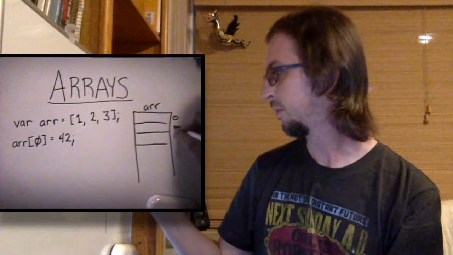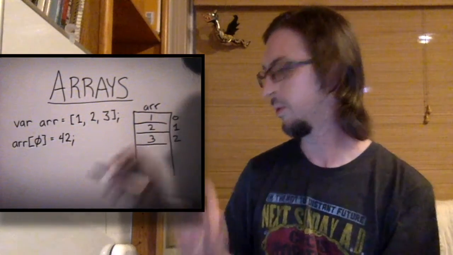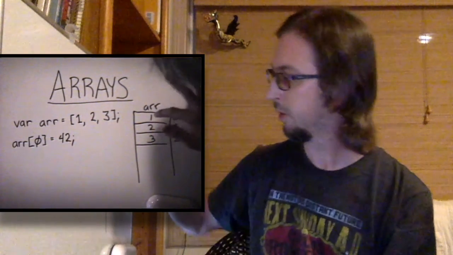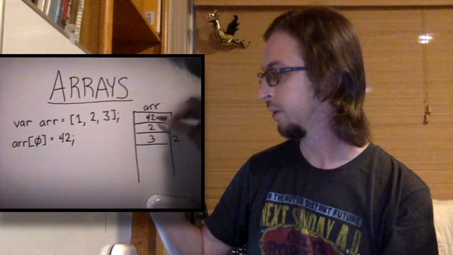Index 0, 1, and 2. And now, while our array started out like this, the next line would change the value of the first element to 42.